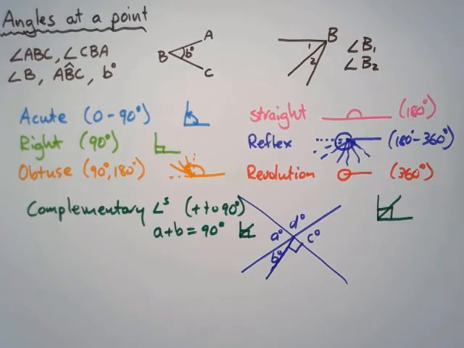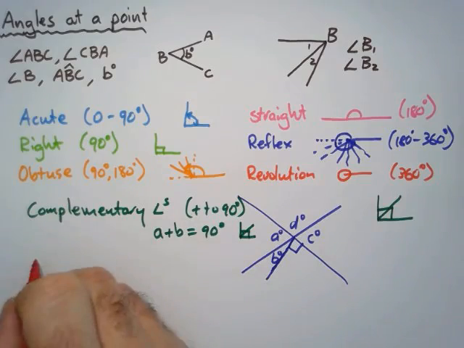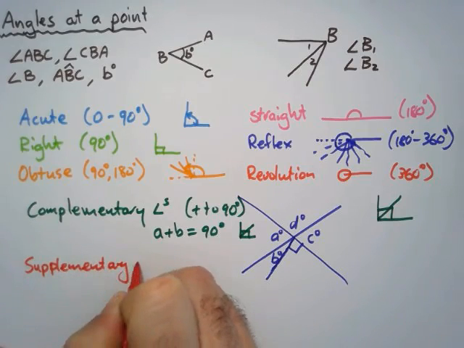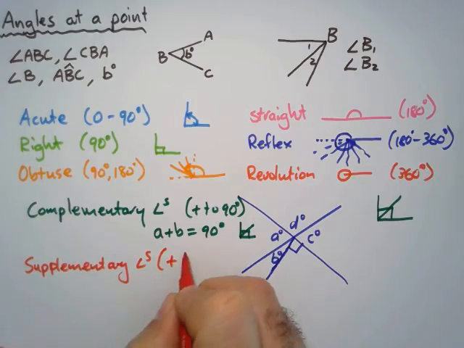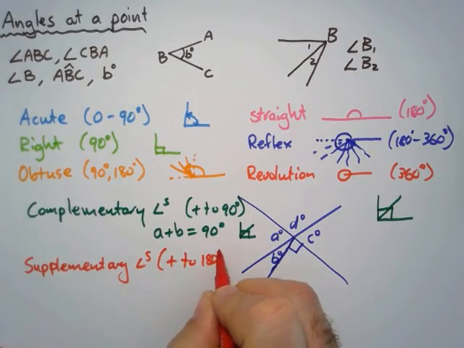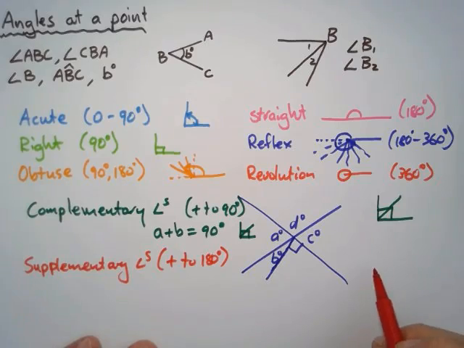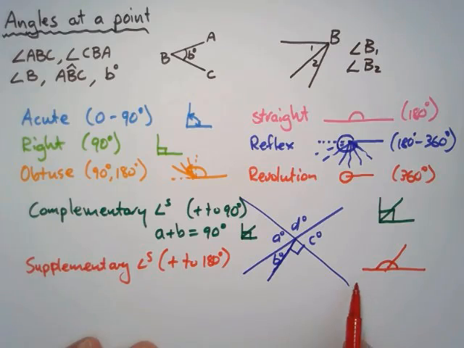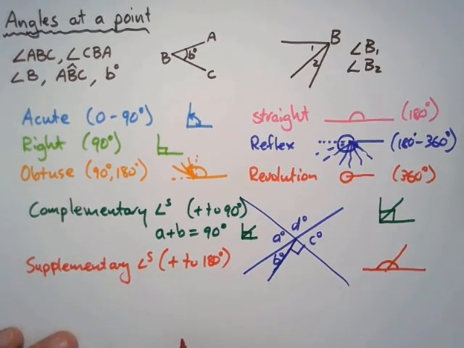Our next one will be supplementary angles. Supplementary angles add up to 180 degrees. The big reason for that, or the code that we're going to use to do this, looks like this. It is a straight line showing that the two angles add up to 180. So that's the code that we'll use for supplementary angles.